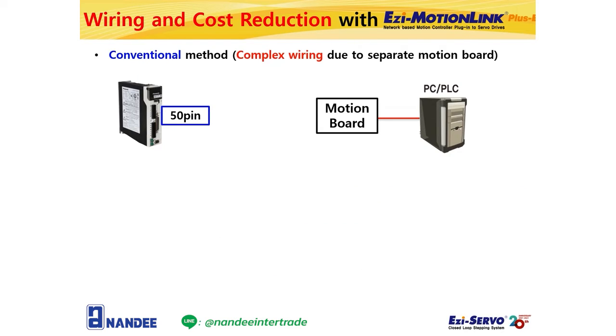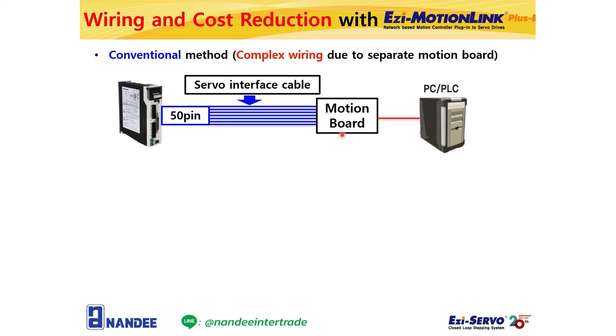As previously explained briefly, conventionally, a separate motion board was required to control the 5-axis of the AC servo, and wiring was complicated because many bundles of long wires had to be connected to the motion board through the servo interface cable of the AC servo drive. This inconvenience can be solved by using our product, EZ Motion Link Plus E.